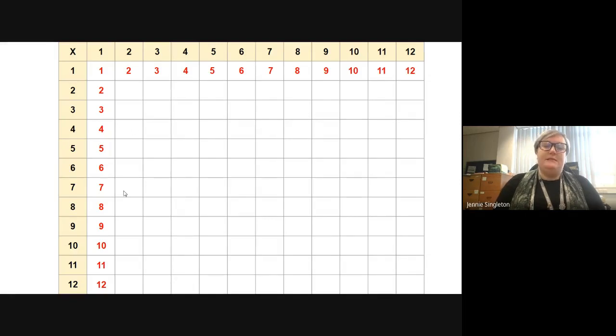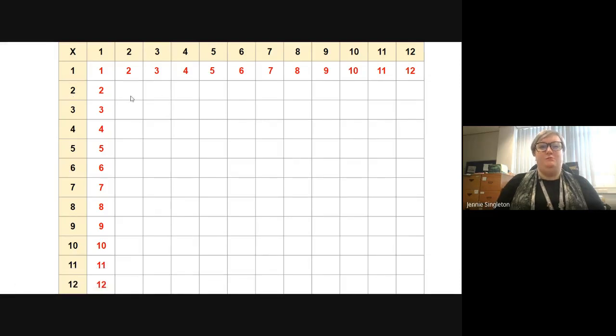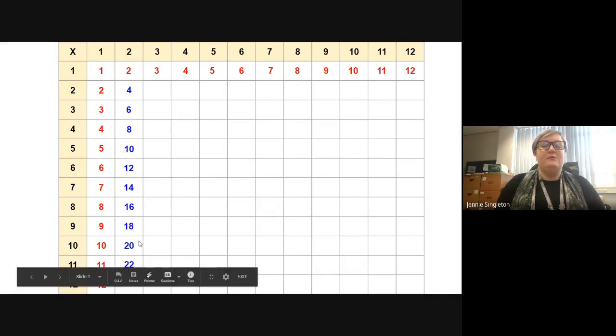Filling in the 2 times table is the next easiest. So if I know what 2 times 2 is, that's the same as doing 2 add 2. 2 times 3, same as doing 3 add 3. So it's really easy to fill in the 2 times table. You might notice that the 2 times table is also all of the even numbers. So if you know your even numbers, you'll be able to count up your 2 times table really easily.